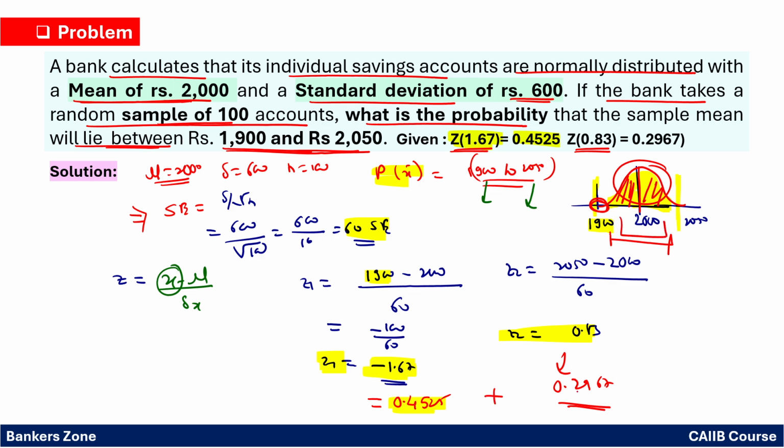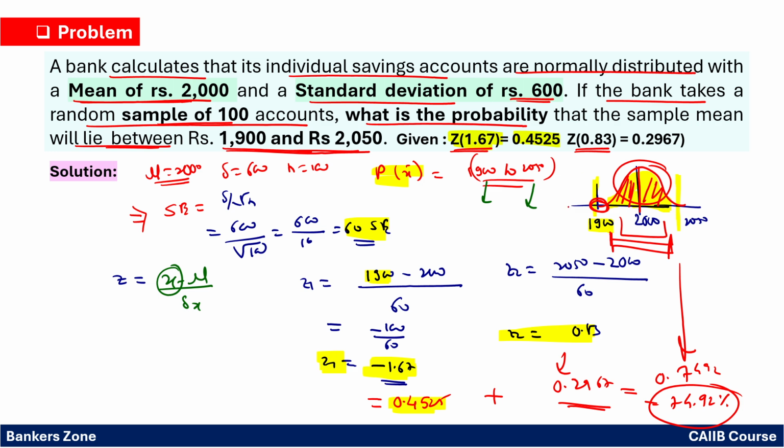So when we add the values, we will get the total value. It will be 0.7492. So the answer will be 74.92% is the chance that the value will lie between 1900 and 2050, right? So in that way you have to solve in the examination.